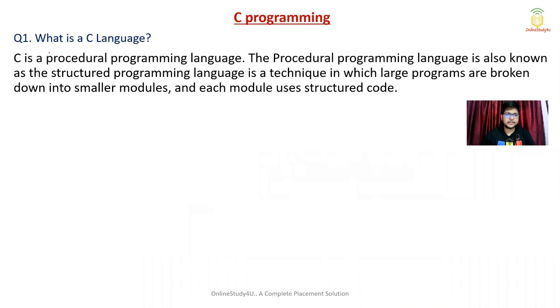What is a C language? C language was developed by Dennis Ritchie. Before moving to the definition of C language, let's first understand what was the need of a programming language. I will give you the very basic idea behind why the programming language was made. The logic is very simple.